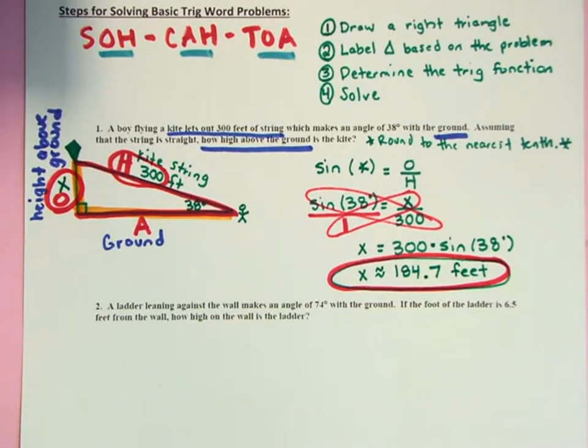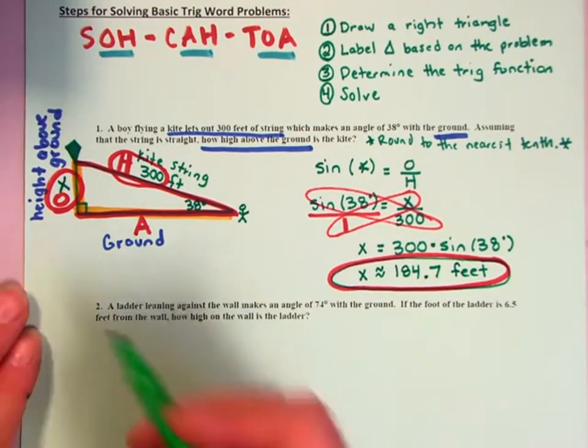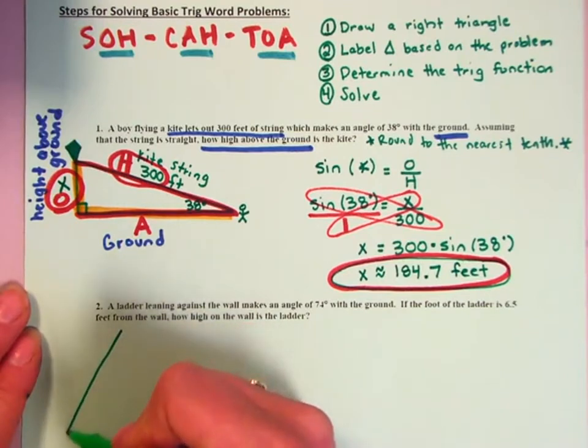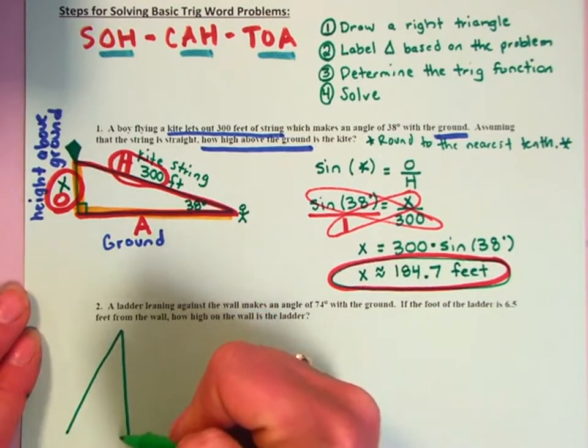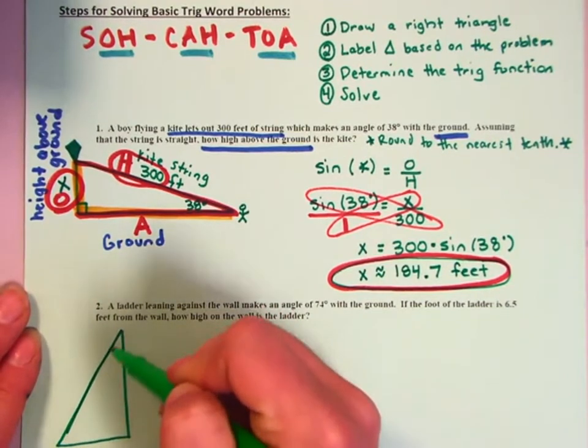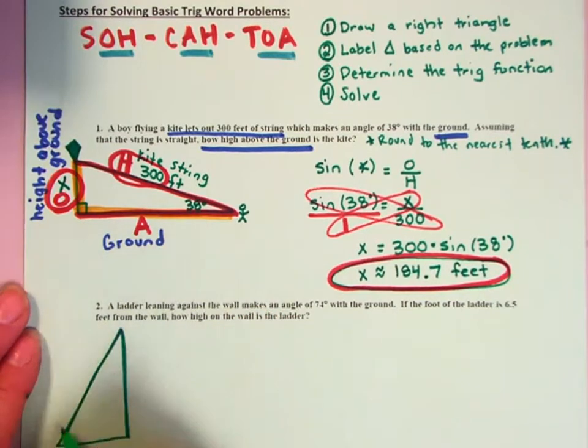Okay, for problem number 2, we're going to follow the same steps. So first of all, we need to draw a right triangle. Like I said before, it's not about the direction that you draw the right triangle in. You just have to draw a right triangle to start out with.